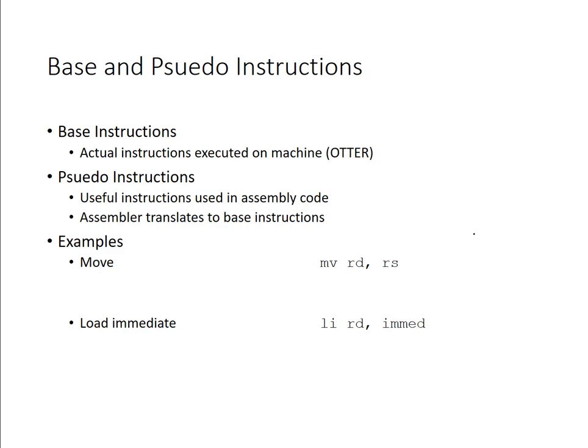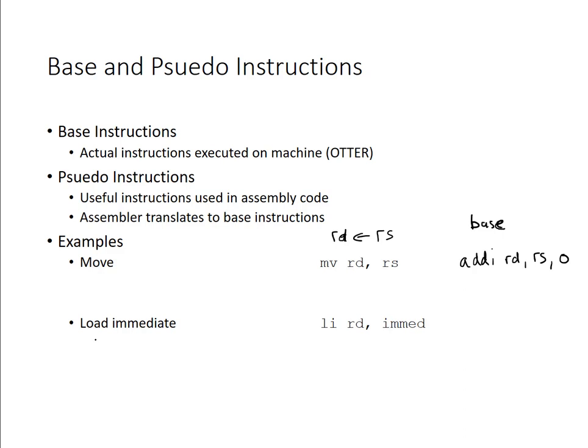If I wanted to move the contents of one register into another, I could write in my assembly program, move RS, the source register, into the destination register. The assembler will see this and translate it into base instructions, in this case just one base instruction. It would just be an add immediate instruction.